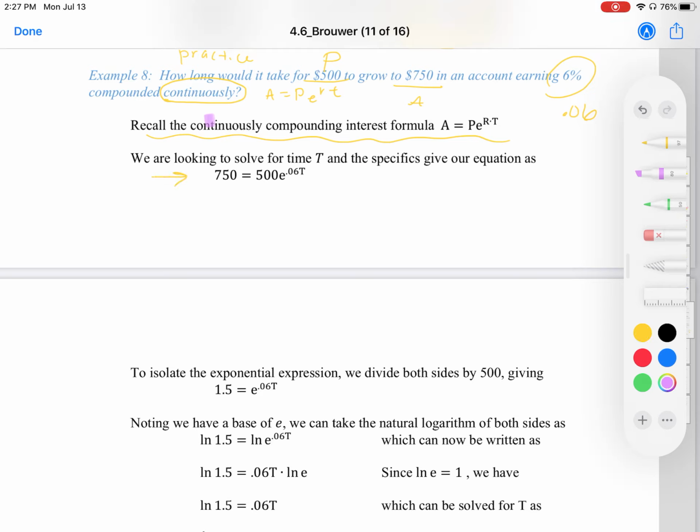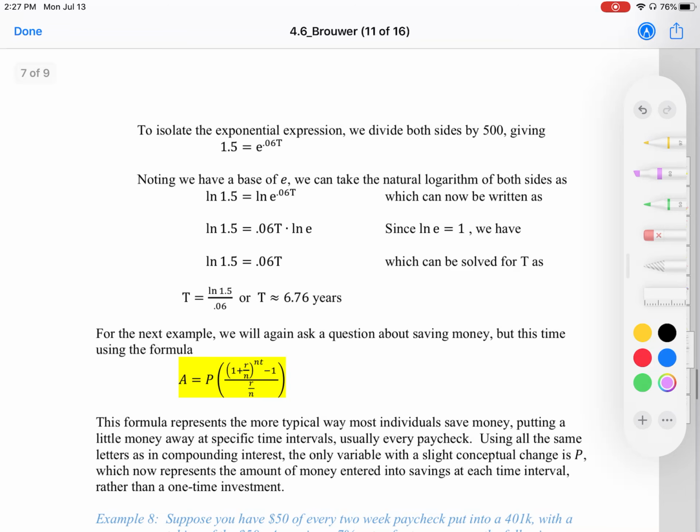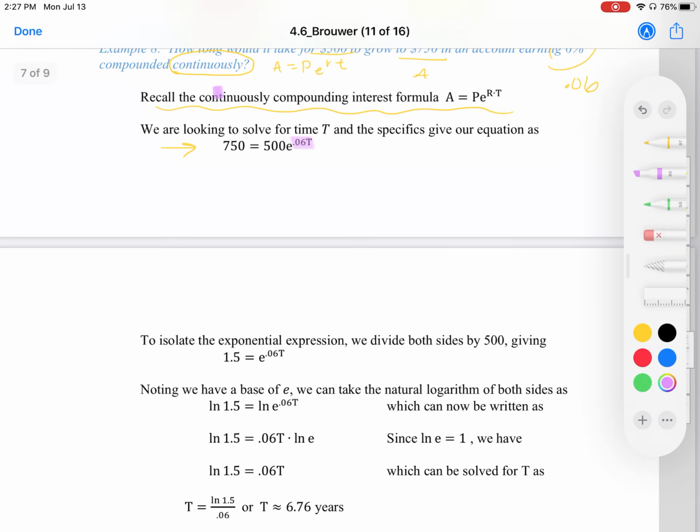All right, our problem is that our exponent has our variable. So let's use our power rule to rewrite this. To do so, I need to make sure e is by itself. So let's go ahead and divide by 500. That's because we want ln of e. We want those two together.